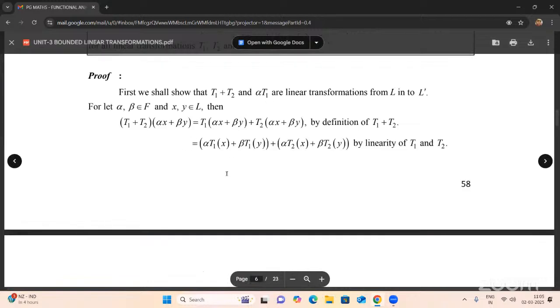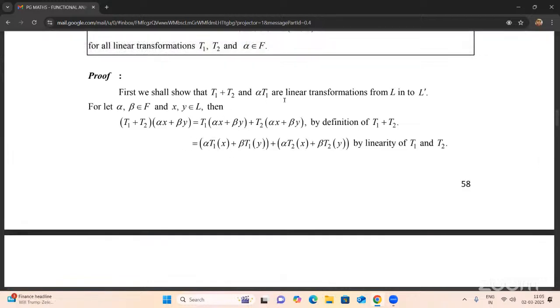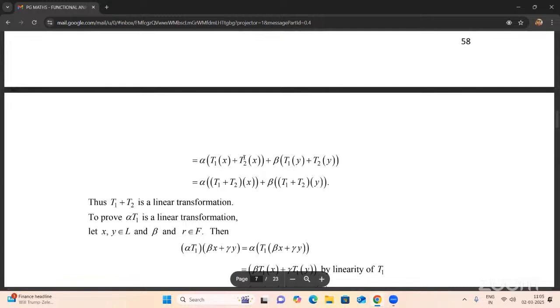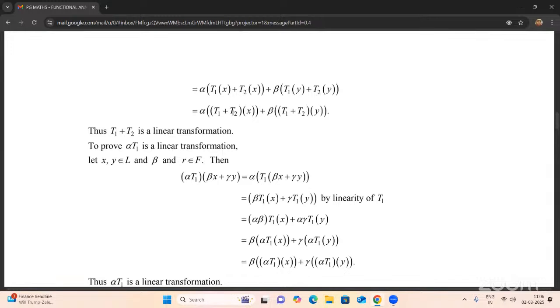In the above manner, here alpha of T1 of x plus T2 of x plus beta of T1 of y plus T2 of y is here. Now T1 of x plus T2 of x can also be written as T1 plus T2 of x, and T1 plus T2 of y is here. So again, this condition is verified: the sum of the transformations is also a linear transformation.